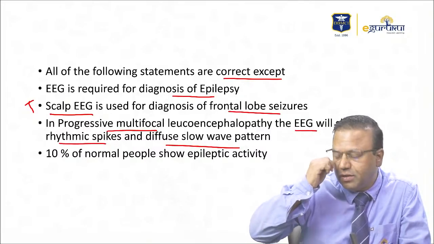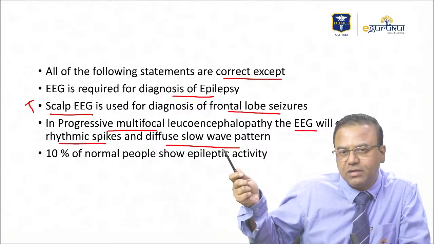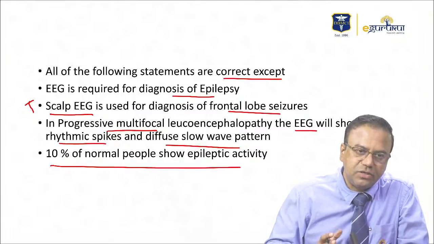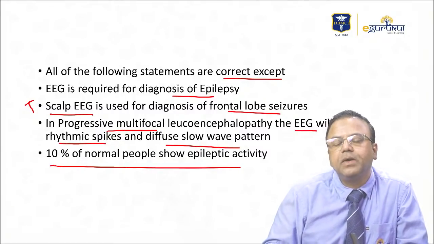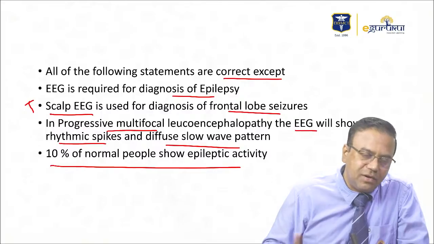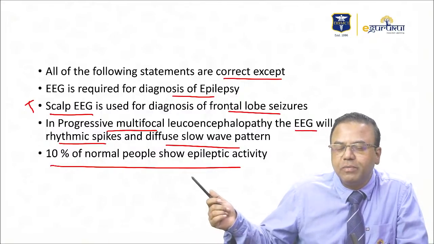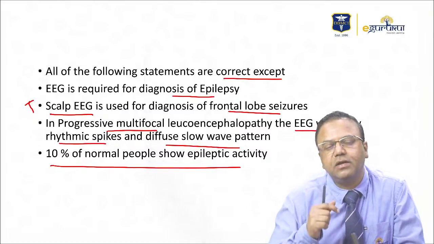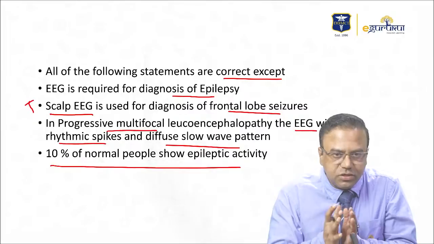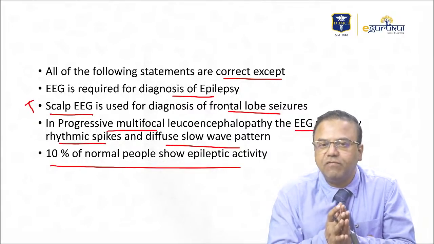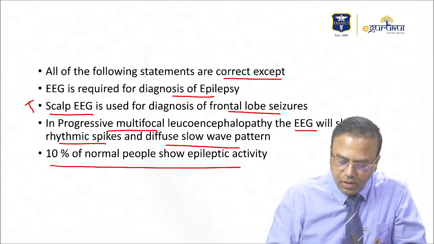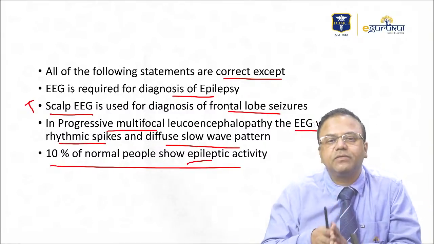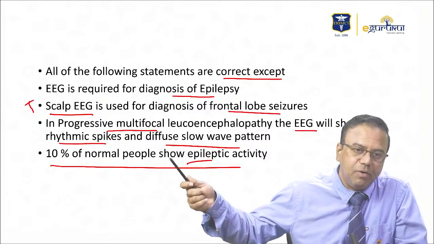Most of the neurons are damaged, so you're supposed to get slow wave activity. That's the correct pattern. Rhythmic spikes are occasionally possible. In different places, I checked, some show 5%, some show 10%. So that definitely is a true statement, that about 5 to 10% of normal people can have some spike activity. When you say epileptic activity, what you mean is that in the EEG, compared to the background, if you see some sharp waves or spikes, they are referred to as epileptogenic. If you find that activity standing out in the background of normal activity, that's called epileptic activity, and that can occur in normal people also.